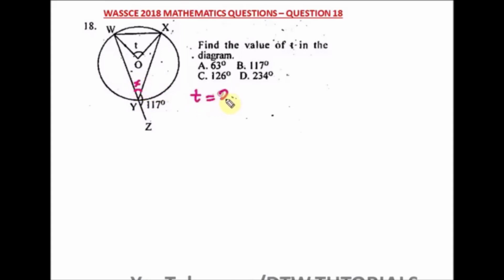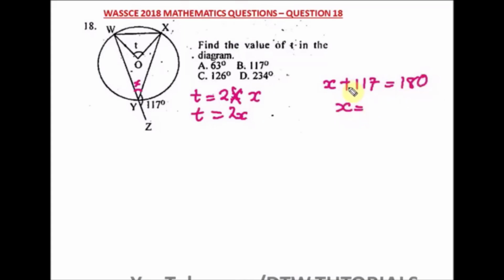So t is equal to 2 times x, that is 2x. So t is twice this angle. And to get this angle is quite easy, since we already know from here to here as 117. And this is a straight line here, and the angles on a straight line equal 180. So we have x plus 117 is equal to 180.